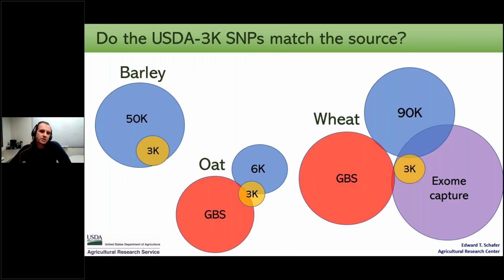Do the USDA 3K SNPs actually match the source? For review, here I've got a graphical representation of where these SNPs came from. In barley, the 3K was an entire subset of the 50K. In oat, the 3K was a combination of the 6K and GBS. And in wheat, the 3K was almost entirely from the exome capture data set, but the 90K and the GBS are also commonly used in wheat, and you'll see why I include this later.